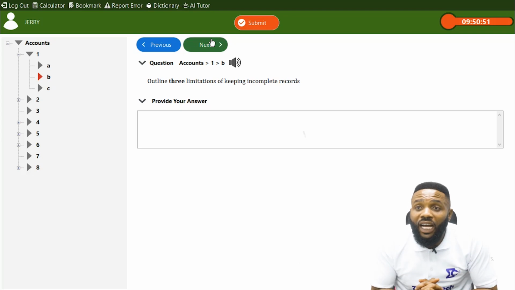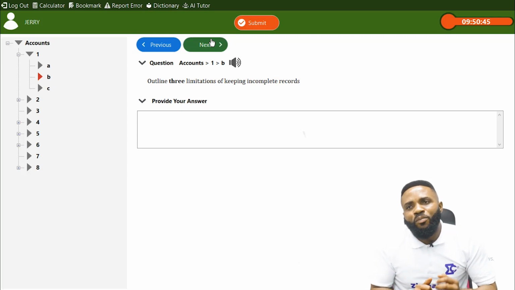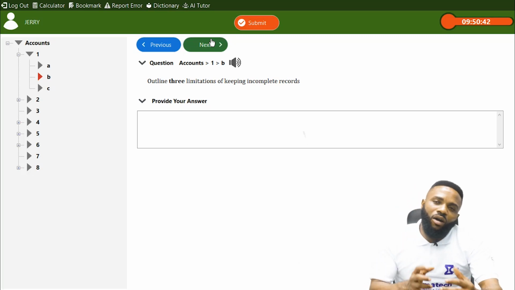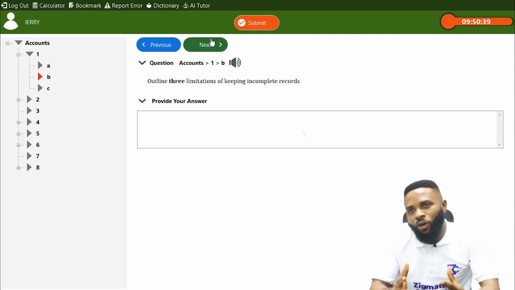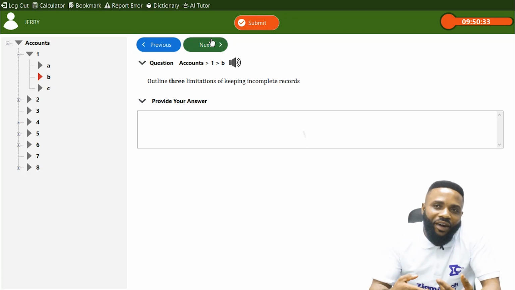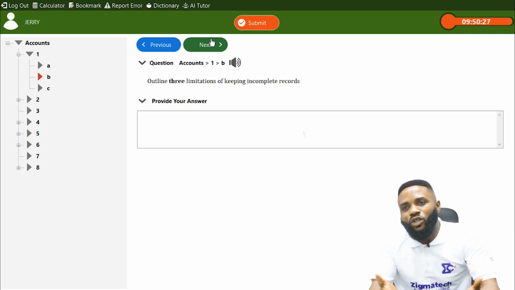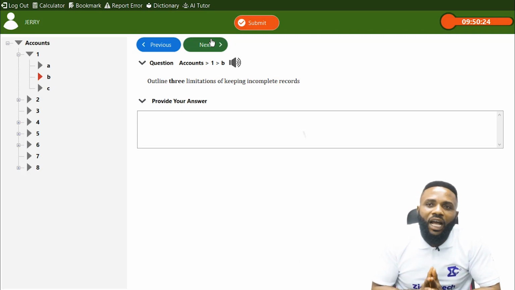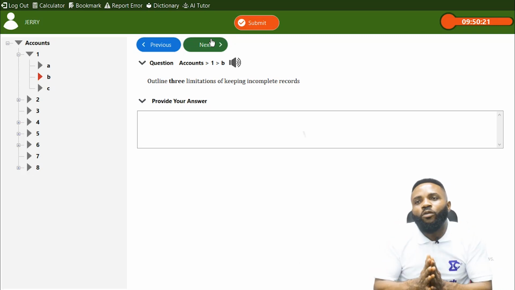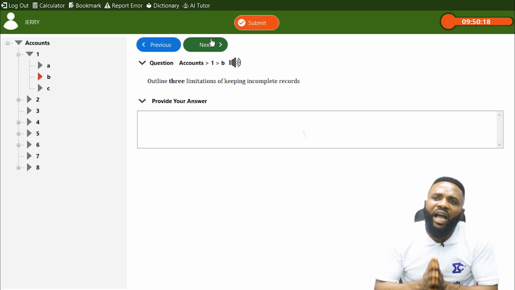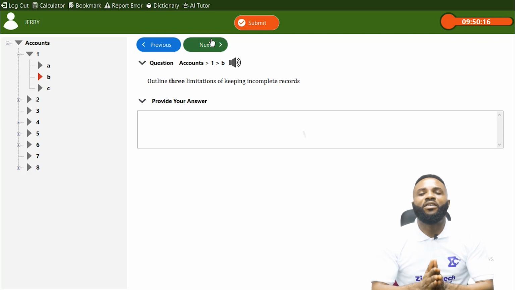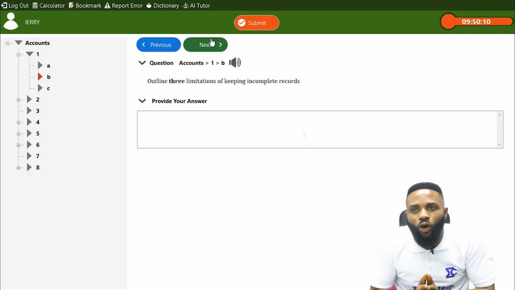The fourth one is that cost control will be difficult. What we mean by cost control is that we want to ascertain the cost breakdown, or the breakdown of the cost of production. In a manufacturing company, we have classes of cost. We have direct cost, indirect cost, variable cost, and fixed cost. All of these costs put together constitute the costing of a business. But if these records are not complete, it will be difficult to ascertain exactly the cost breakdown or the cost computation of the business.